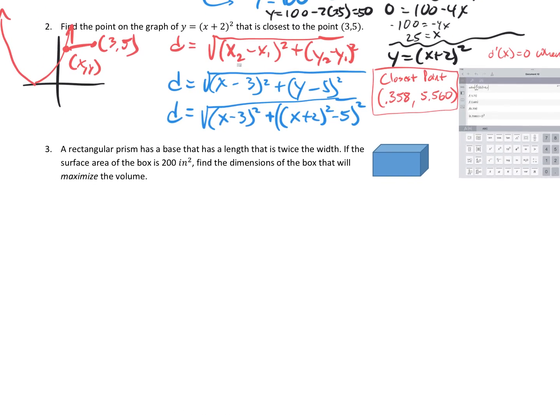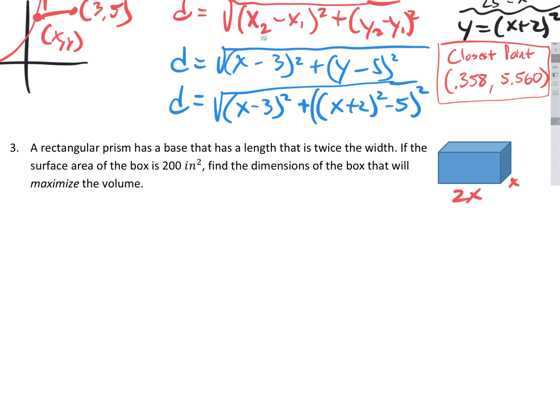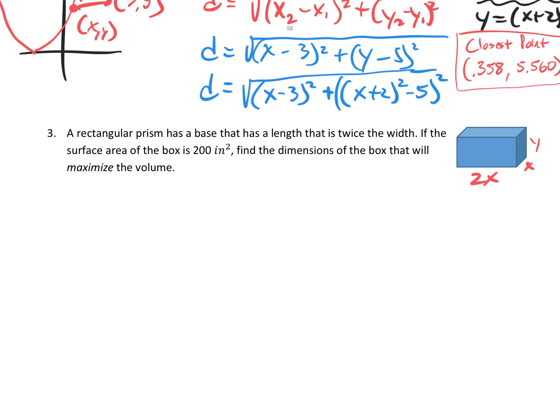Well, let's look at one more here. And we have a rectangular prism has a base that has a length that is twice the width. All right, so let's say we've got a width of x, so this is 2x. If the maximum area of the box is 200 square inches, the surface area, find the dimension of the box that will maximize the volume. Now notice that there's another dimension it hasn't told us about. So we don't know what this dimension y is here. So we've got to put that in. It doesn't tell us it's a square or anything like that.